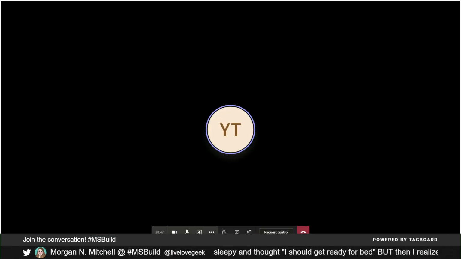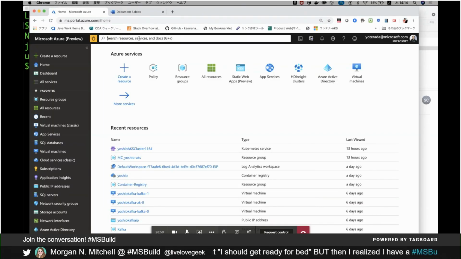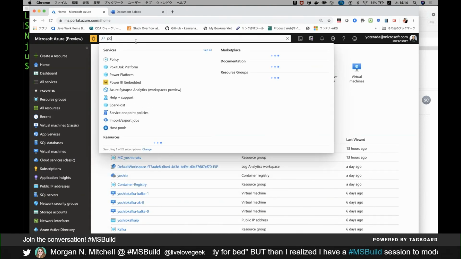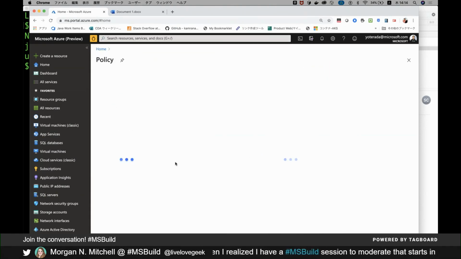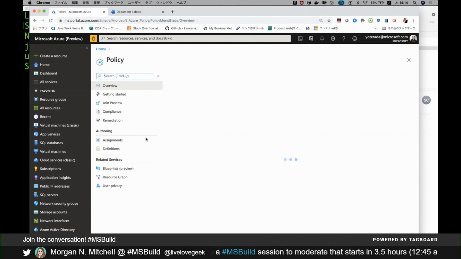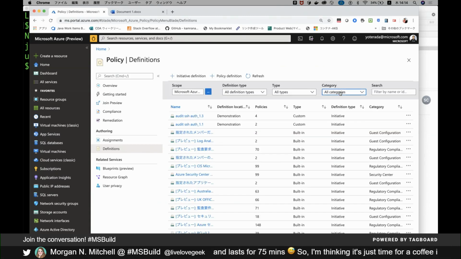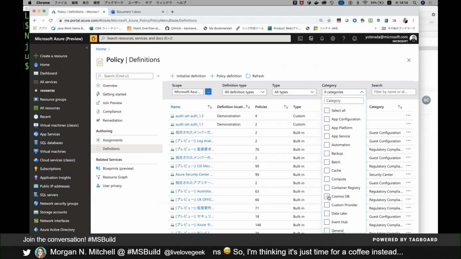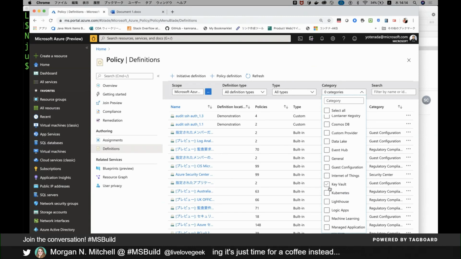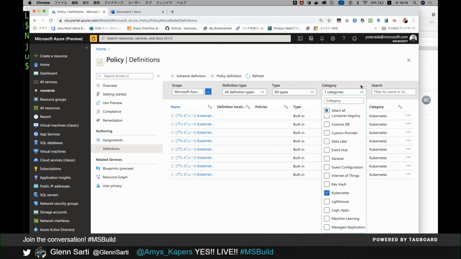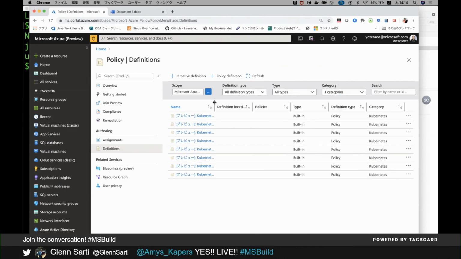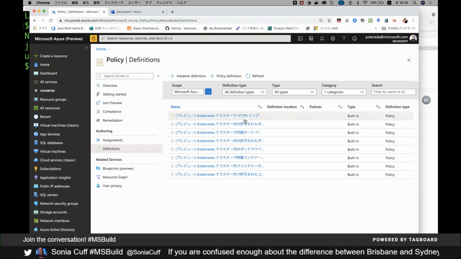So actually, we can configure that like a policy. It is very, very easy to configure policy for AKS. So for example, select policy and select the definition, and for example, we can select Kubernetes. Oh, I'm so sorry. This was written in Japanese.